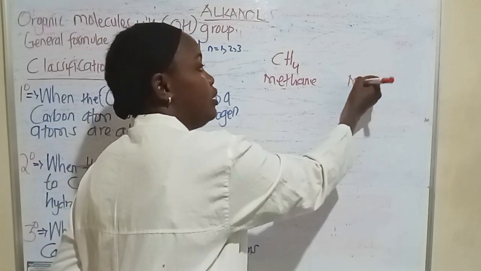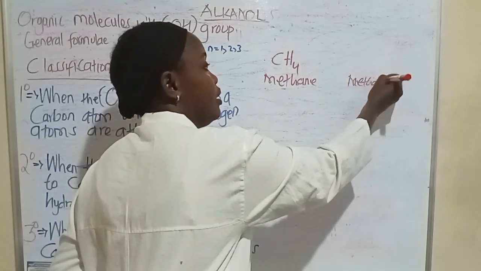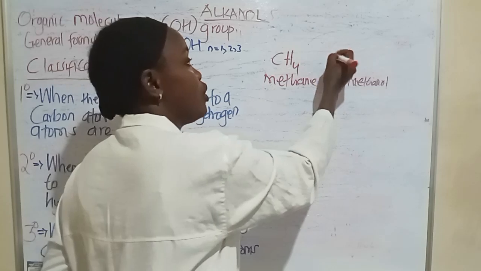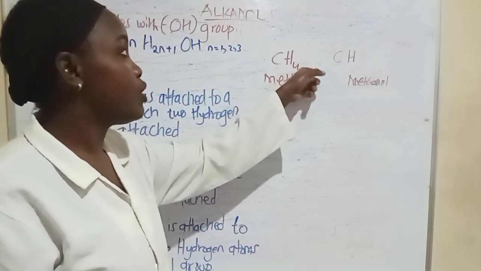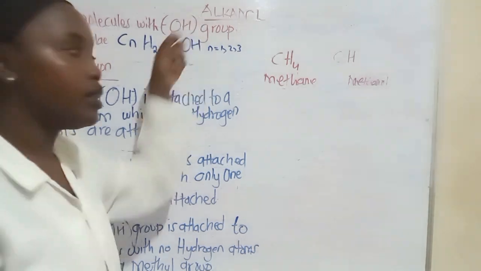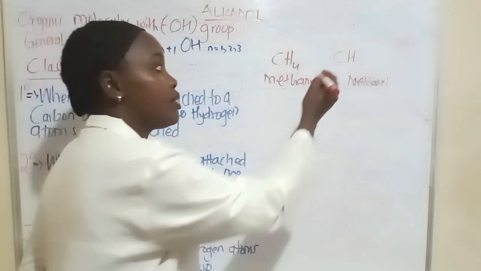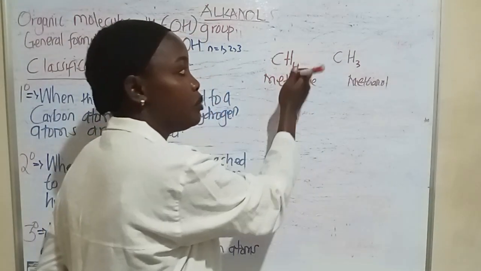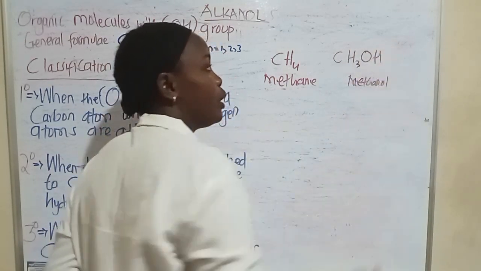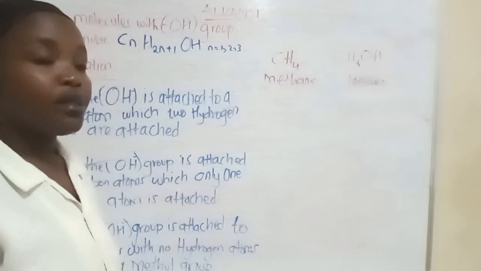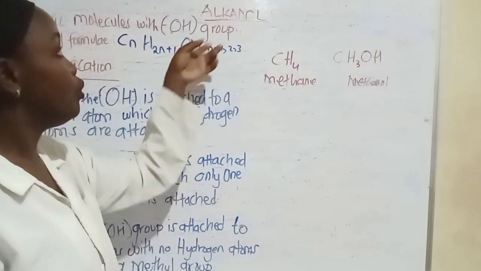So methanol, our alcohol, is going to be CH3OH. We replace one hydrogen atom with a hydroxyl group, so it's CH3. We've removed one hydrogen atom and we've kept our OH like that. So that is how you form alkanols.